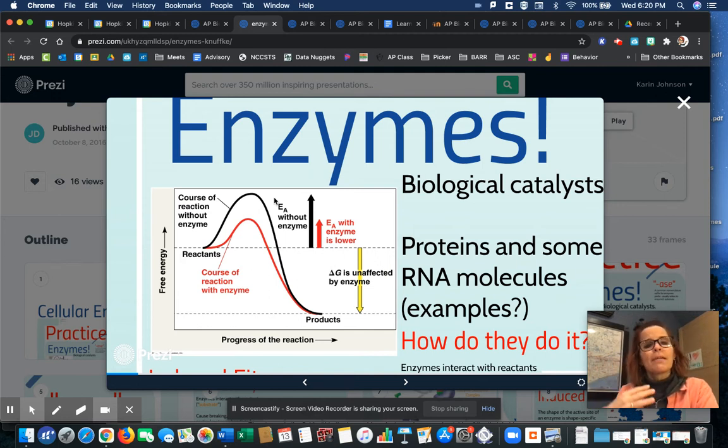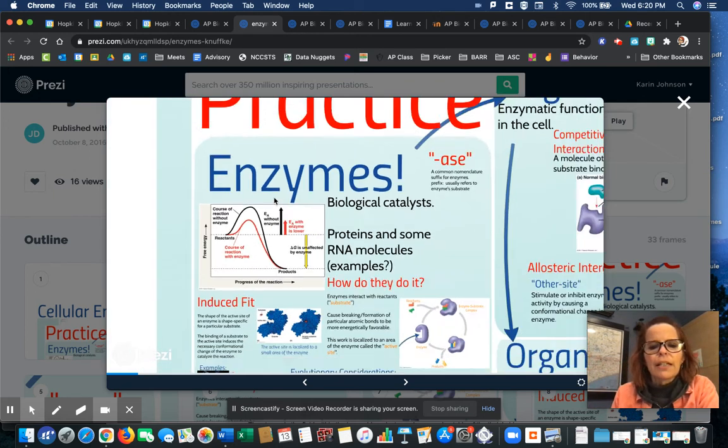And that lowers the amount of heat that builds up in a body. So enzymes are able to do these reactions super efficiently with very little heat being given off.